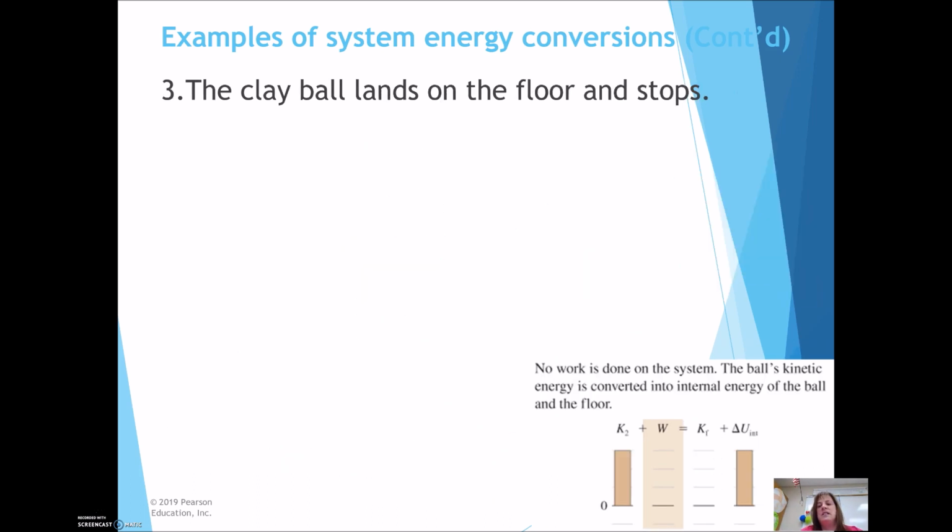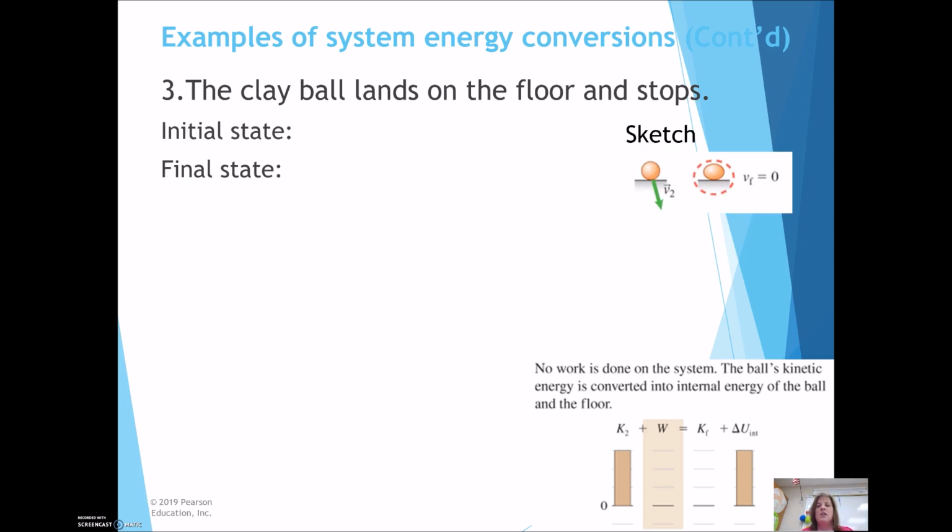All right, last step here: the ball lands on the floor and stops. Let's take a look at the initial and final states. It was moving with some speed and boom, it stops on the ground. So my initial state is it lands on the floor with speed v. And my final state here is it stops.